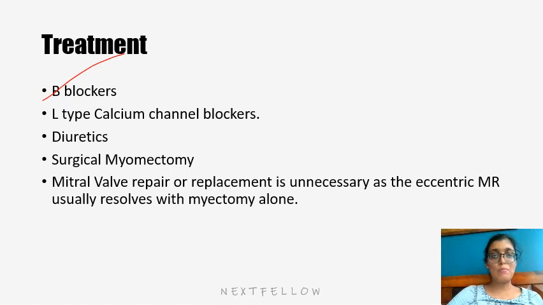Treatment is usually beta blockers, L-type calcium channel blockers, diuretics, and surgical myectomy. Mitral valve repair or replacement is unnecessary, as eccentric MR usually resolves with myectomy alone.